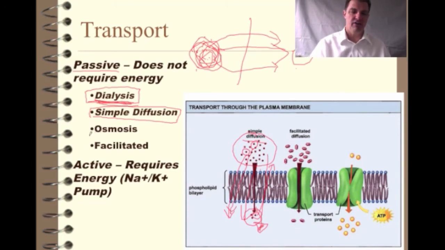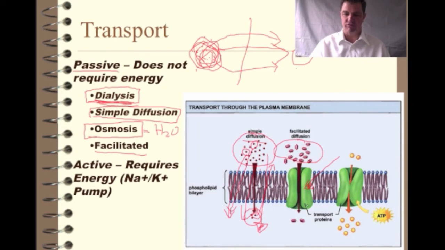Okay? Now, if what you're talking about is specifically water, then you're talking about osmosis. So osmosis is the special case of diffusion or dialysis, but specifically with water. Okay? And then facilitated diffusion is what you see over here, still going from high concentration to low, but what happens is there's a protein involved or some other mechanism to allow it to get through the membrane.